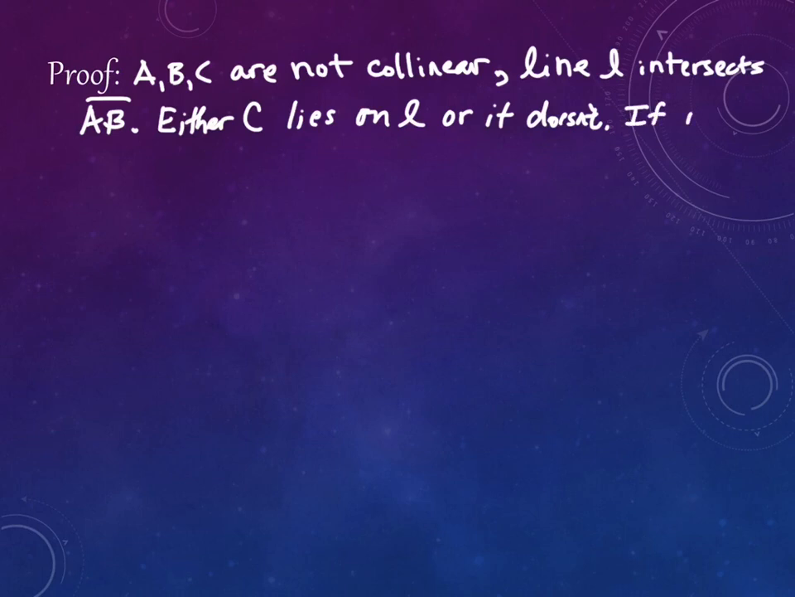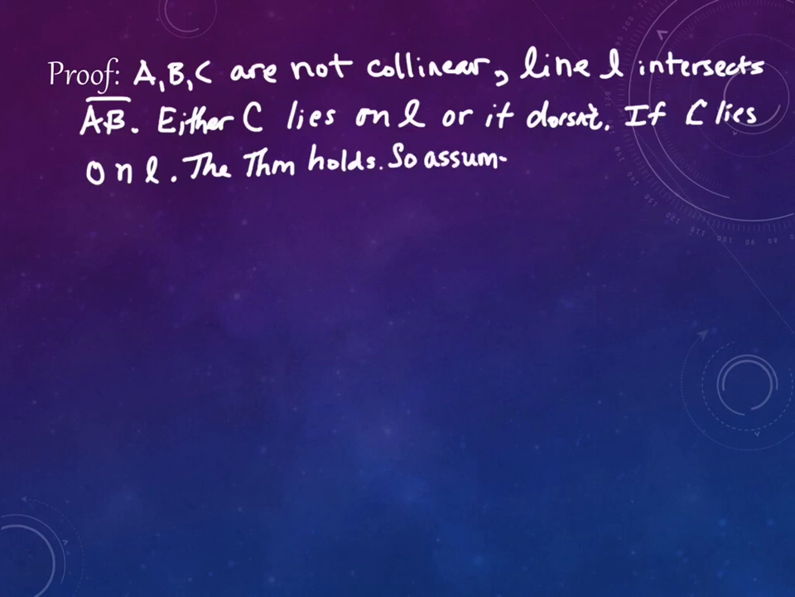If it does, that is, if C lies on L, the theorem holds. It's the trivial case. By default, L intersects AC and BC because it intersects C. Okay? So that's the trivial case. We don't need to worry about that. So we're going to assume then that the opposite is true.